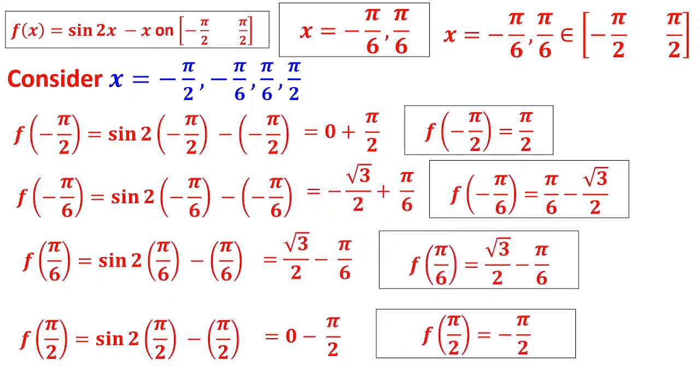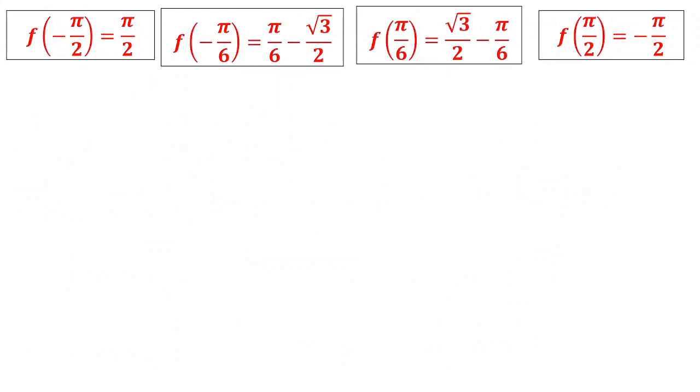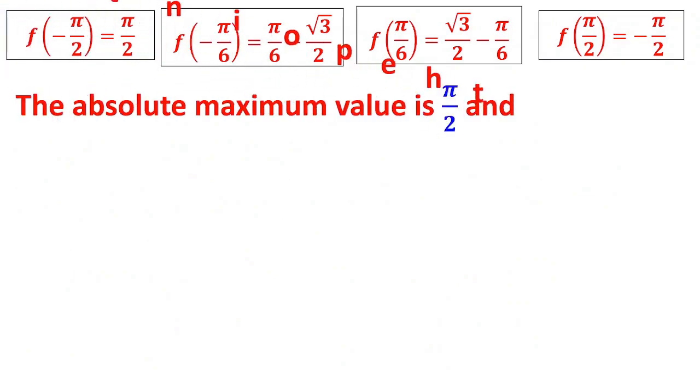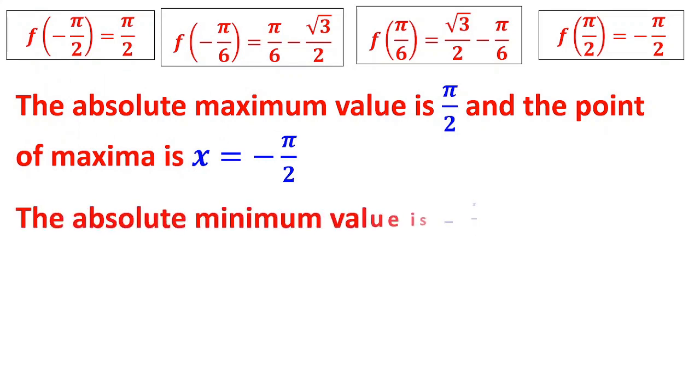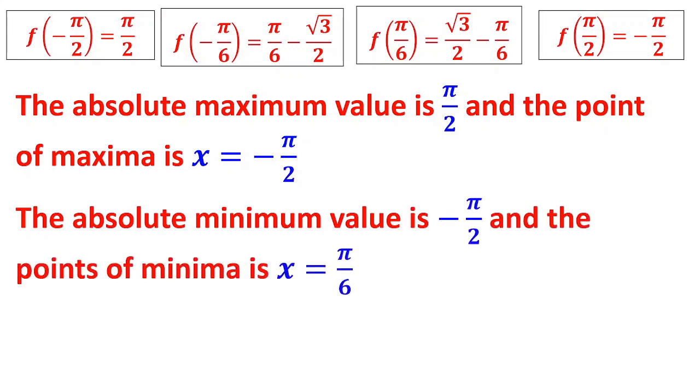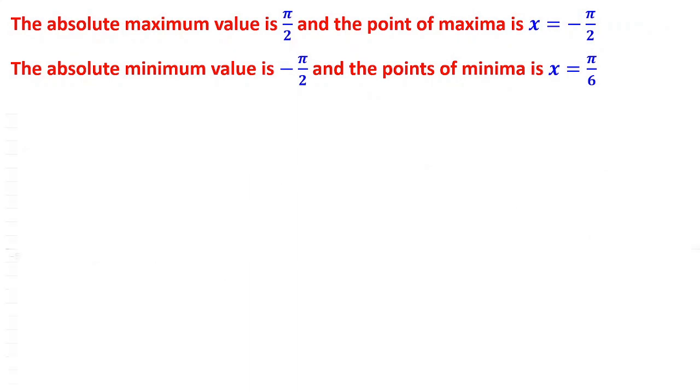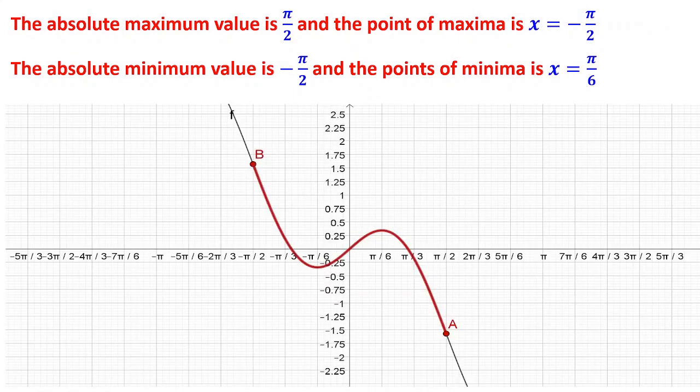From these values, you have to check which is the minimum and which is the maximum. The absolute maximum is pi by 2 and it is obtained at minus pi by 2, and the minimum value is minus pi by 2 and it is obtained at x is equal to pi by 2. Now approximately you can calculate, pi is 3.14, and from that you can calculate. And let us see the graph of it. It is a total graph, and you are seeing that the minimum value is obtained at pi by 2 and maximum is attained at minus pi by 2.